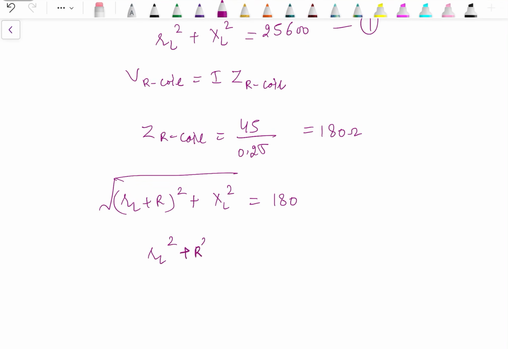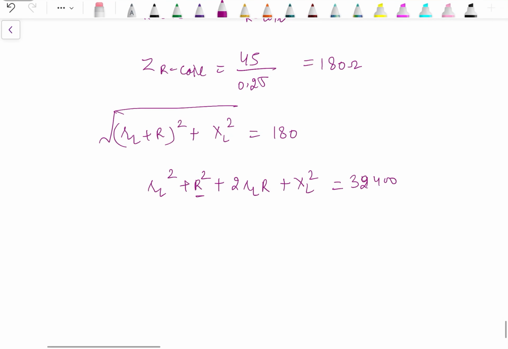Or RL square plus R square plus 2 RL R plus XL square is equal to 32400. We have already calculated the value of R. When we substitute that value and solve this equation, then this equation becomes RL square plus XL square plus 160 RL equal to 26000. This is the second equation.